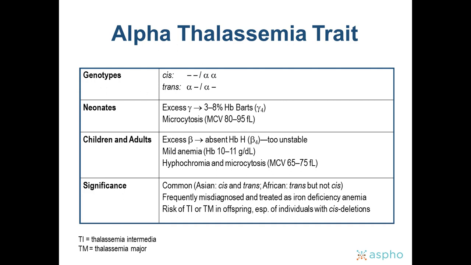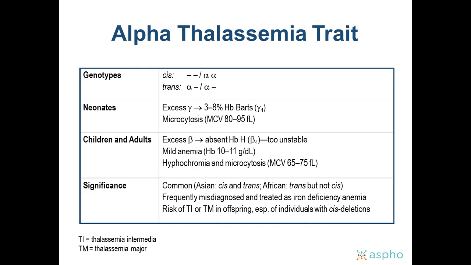These individuals have thalassemia minor, mild hypochromic microcytic anemia. Significance is, remember that it's common, and remember that there are 2 allelic configurations, and those of especially Southeast Asian ancestry have both the cis and the trans configurations in their populations, whereas those of African ancestry tend to have only the trans configuration and not the cis in their populations.